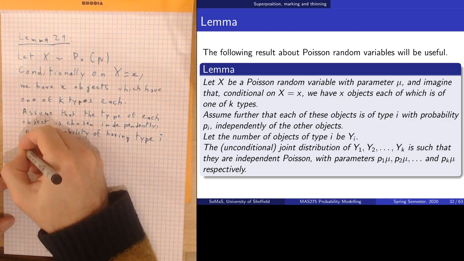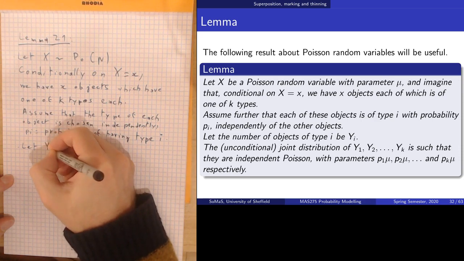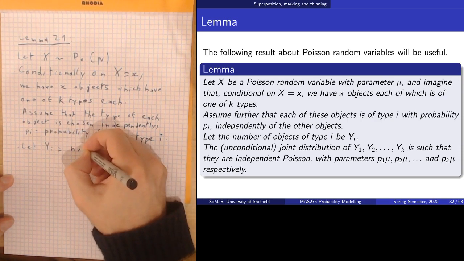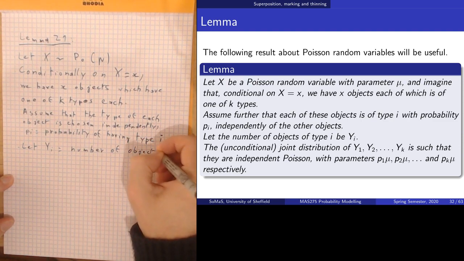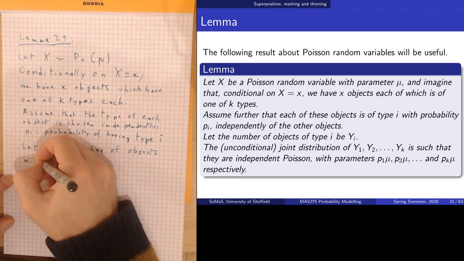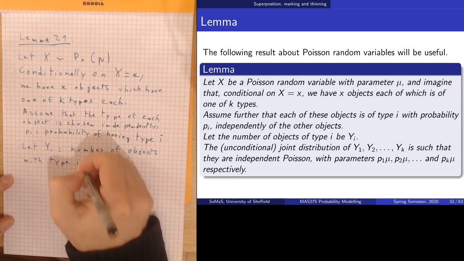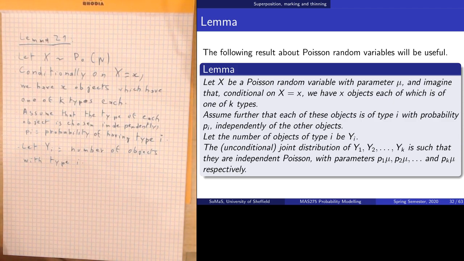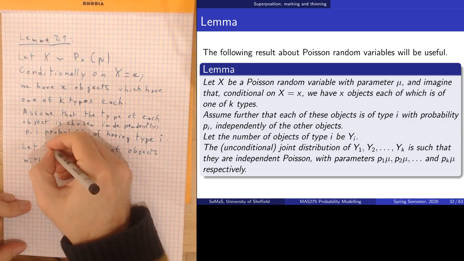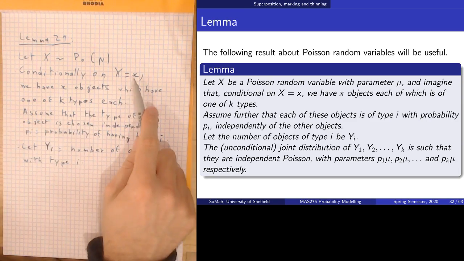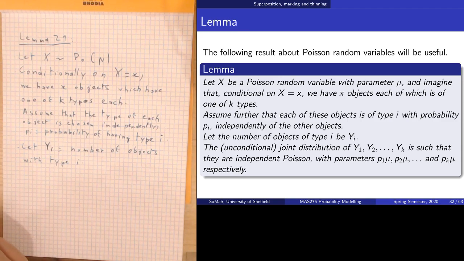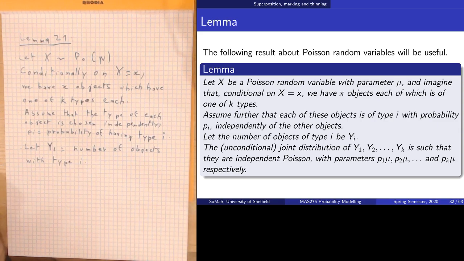And now I'm going to let Y_i equal the number of objects with type i. Okay, so one thing is that the distribution of Y_i is, well, if I have little x, then the distribution of Y_i is a binomial with little x tries and p_i probability of success.